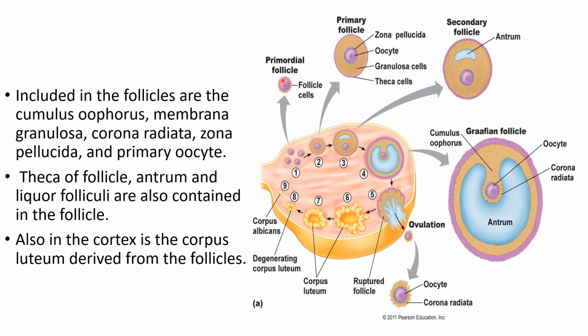This is the primordial follicle. The primordial follicle is lined by follicular cells. This is called the primary follicle, and that has an inner oocyte, an outer layer of zona pellucida, then granulosa cells, and finally theca cells. The next stage is the secondary follicle. It has the same structure of primary follicle, and additionally there is an antrum.